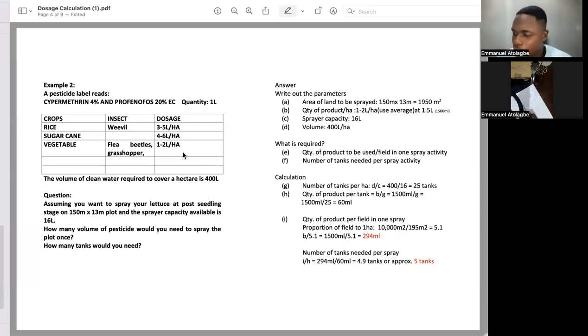To be more clear, whatever we have calculated here, we have calculated for a hectare. Then we have 1,950 square meters to work with. So 10,000 divided by 1,950 will give us what? 5.1.